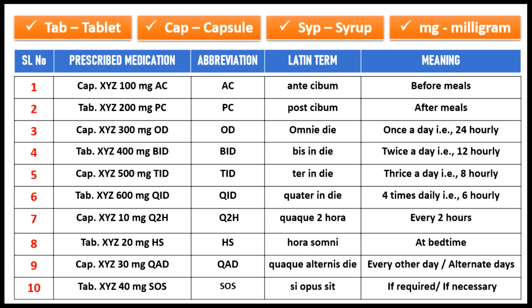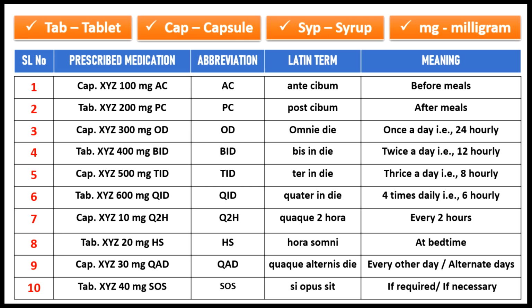Number 5, CAP XYZ 500 mg TID. The Latin term of TID is ter in die, which means 3 times a day. Basically, one medicine in every 8 hours interval. Number 6, TAB XYZ 600 mg QID. The Latin term of QID is quater in die, which means 4 times a day. Basically, one medicine in every 6 hours interval.